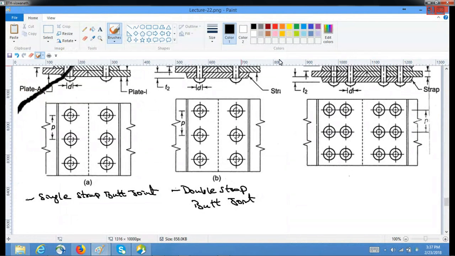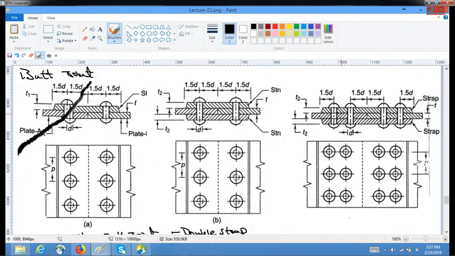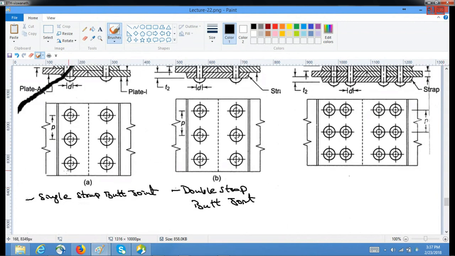So again, this is the backing plate. Sorry, this is the central plate, plate A, plate B. The top one is the strap plate, and the bottom is the bottom strap plate. But on each side of the joint, you have two rivets. This side it is two, that side it is two. So it is double riveted, double strap.